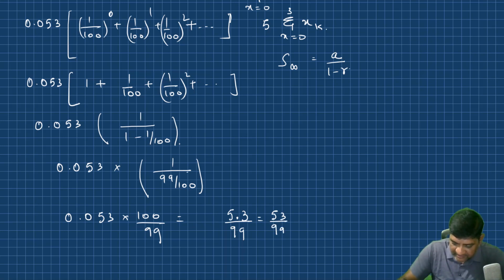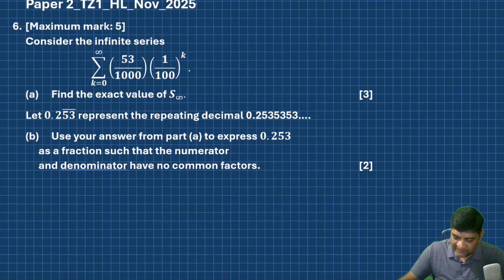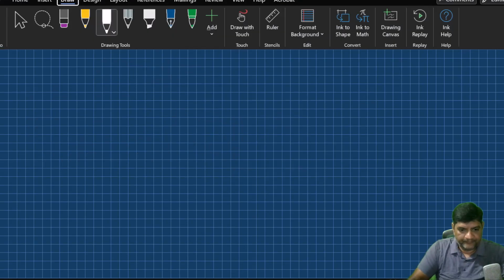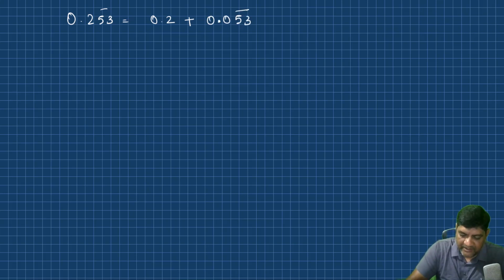Now, use the answer from part A to express 0.253 repeating as a fraction. Okay, let's look at that one. So let's look at 0.253 bar. Can I write this as 0.2 plus 0.053 bar? Yes, I can do that. So what is this further going to be equal to? 0.2 plus 0.05353, and this is going to keep continuing.